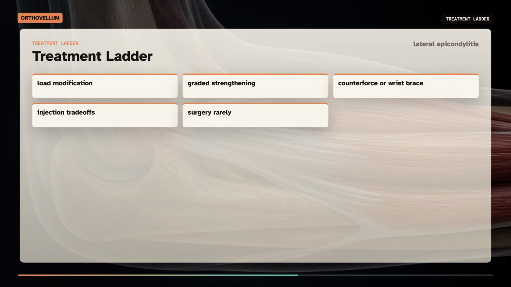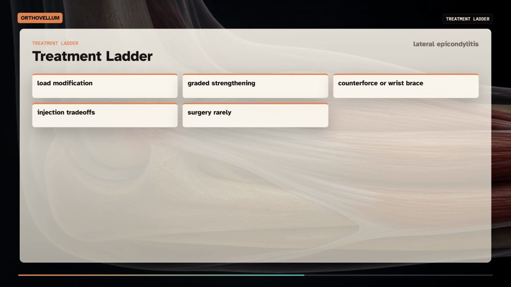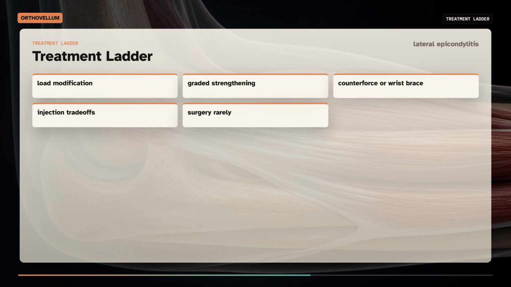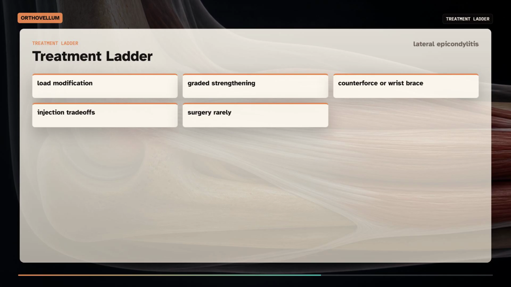Injections, braces, procedures, and operations are tools. They are powerful when used for the right reason and disappointing when used as shortcuts. The best plan explains not only what to do, but why that step belongs at this moment. A good non-operative plan has a dose, a time frame, and a review point. Without those three, the patient is just being told to wait.